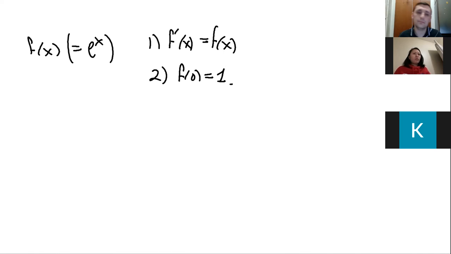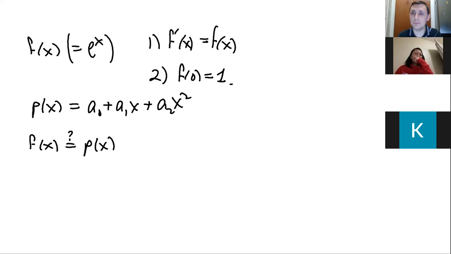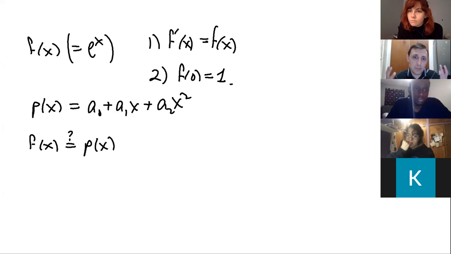Could it be a quadratic polynomial, right? So let's take a quadratic polynomial p of x equal to some a0 plus a1x plus a2x squared. Could it be that the function f of x equals that polynomial? Is that possible? No. You guys, it should be immediate. It's like I'm asking you, does a giraffe have scales? It should be as obvious as this.